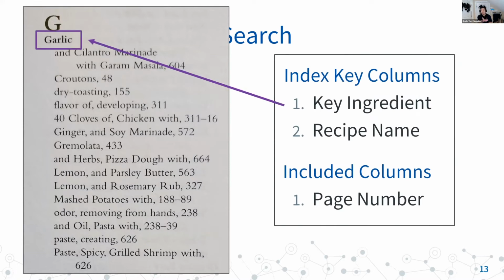I've zoomed in here, we have garlic, for example, and then we have a list of underlying recipe names. And you'll notice that all of these different elements are sorted. So there's lemon and parsley butter, there's ginger and soy marinade, gremolata, and all these other different things, but those are all sorted elements, right? So in essence, this is like a non-clustered index that happens to have two key columns, okay? And then it also happens to include another piece of information, the page number, which is kind of like our clustering key, and it's what allows us to jump back to the actual recipe itself. And that's kind of how a non-clustered index works.